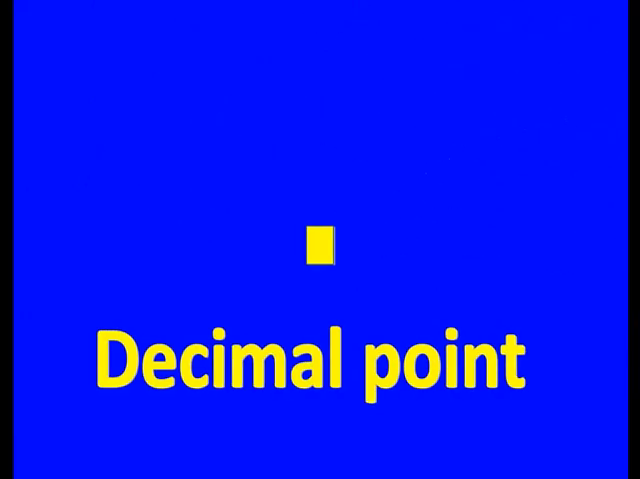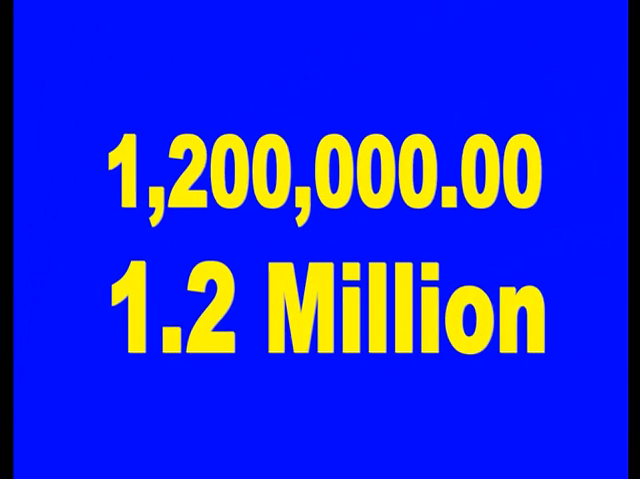Decimal point. This is the decimal point. It is used to show that numbers after it are not whole numbers. In other words, they could be said to be fractions. However, it is also used in making large numbers concise. For example, 1,200,000 can be shortened to 1.2 million.